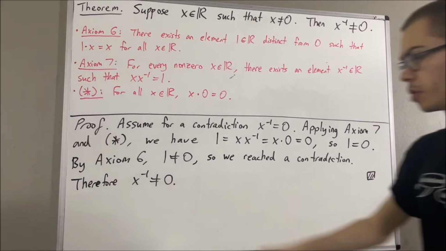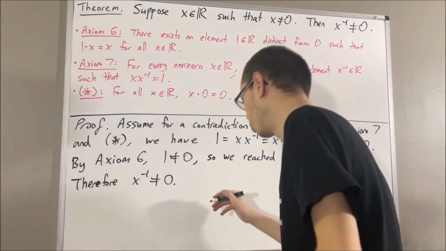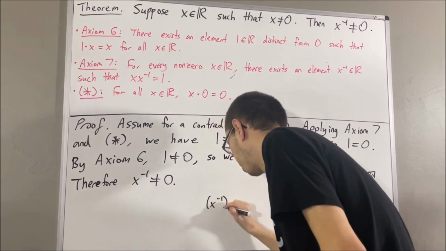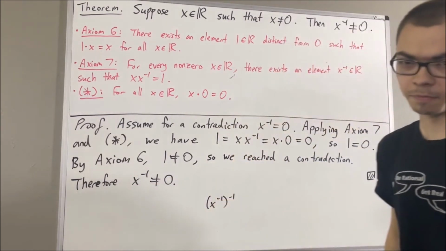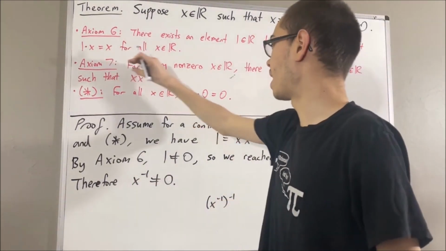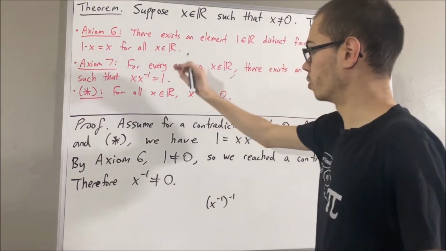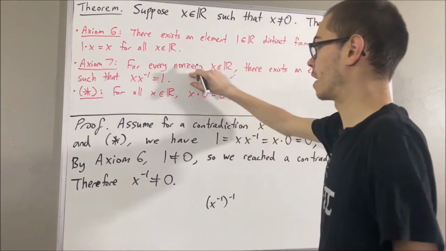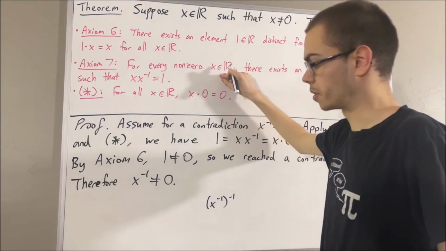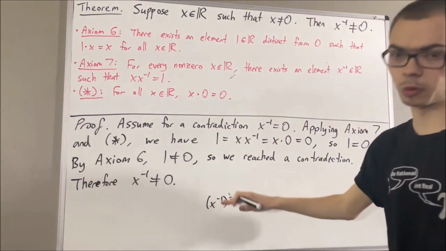And because we know that the reciprocal of x is non-zero, now we can make sense out of the reciprocal of the reciprocal of x, right? Because remember, according to axiom 7, we can only take the reciprocal of non-zero real numbers. So now we can make sense out of the reciprocal of the reciprocal of x.